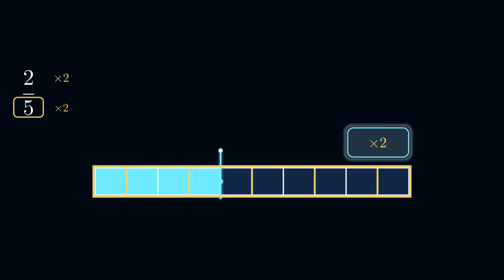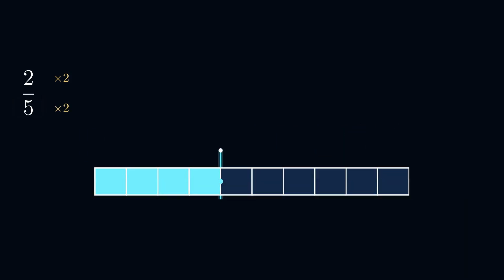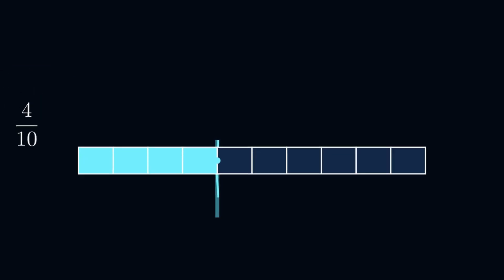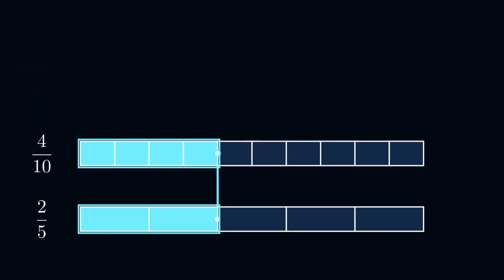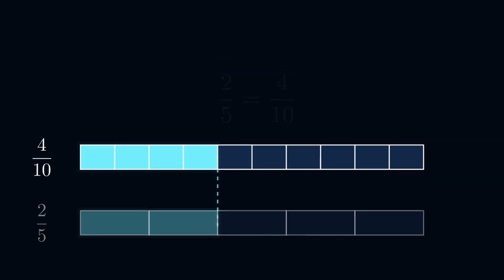Every fifth has been split into 2 smaller equal pieces. The whole now has 10 pieces. The shaded amount now covers 4 of those 10 pieces. So 2/5 becomes 4/10. But notice the important part. The shaded endpoint has not moved. The value is exactly the same. Only the number of pieces has changed. So 2/5 equals 4/10.